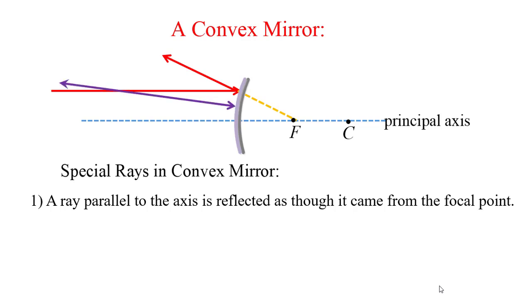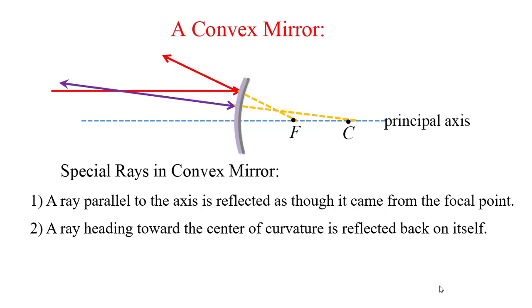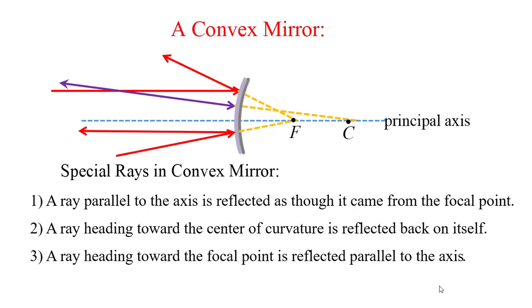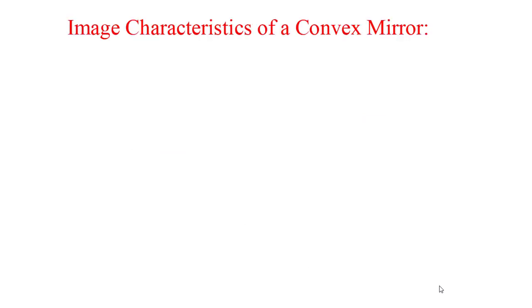Secondly, a ray heading towards the center of curvature is reflected back on itself because it is directly heading toward the C. That is, this line is heading toward the C, that is the center of curvature. A ray which is heading this way also appears as if it is coming from F, so a ray heading towards the focal point is reflected parallel to the principal axis. Now let us see image characteristics of this kind of convex mirror.